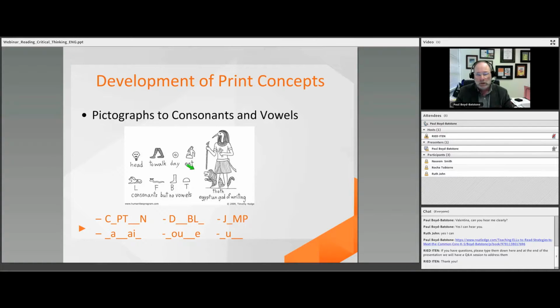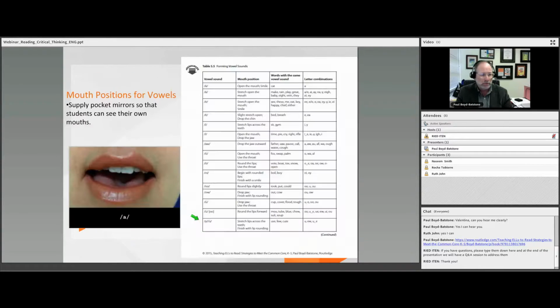It begins with visuals and pictures, letter formation, consonants, but then vowels are added later to add to the sounds. Print concepts are very visual. The sounds are not really germane to print concept in the same way. Let's move on. Let's get into the sounds.